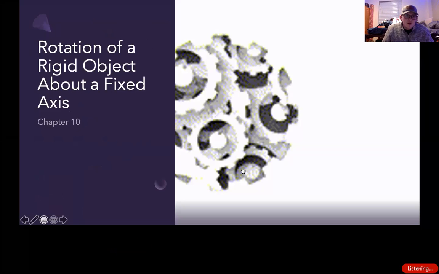Right, today we will be talking about rotation of a rigid object about a fixed axis, which is chapter 10 of Serway and Jewett.